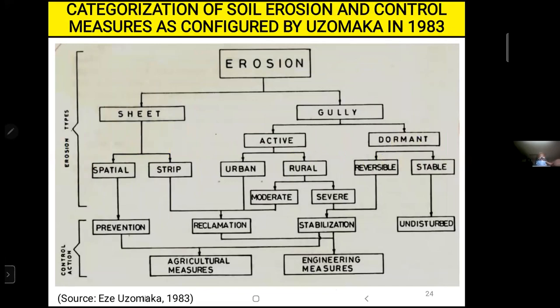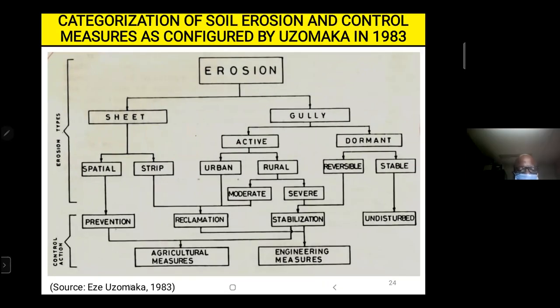One of the researchers here in Nigeria, as early as 1983, decided to classify these erosion control measures. This was his classification system. His name was Uzomaka. For sheet erosion, he looked at various ways of preventing it, including agricultural measures that are very common in agriculture, like mulching and so forth. And then for gully erosion, of course, there is the reclamation, the stabilization using a number of measures. The measures could be engineering or agricultural.